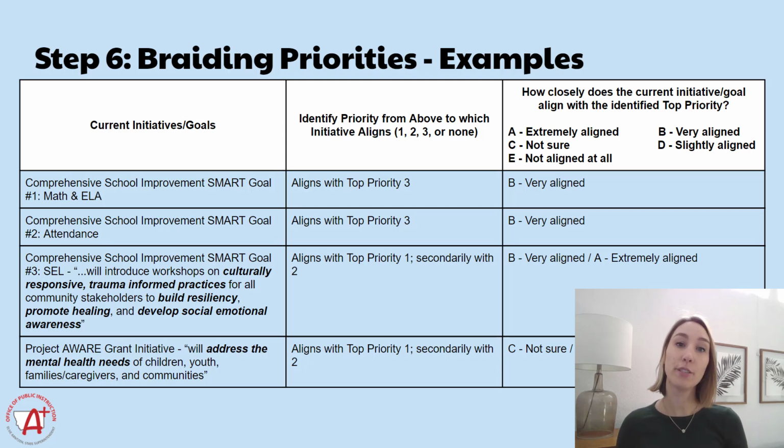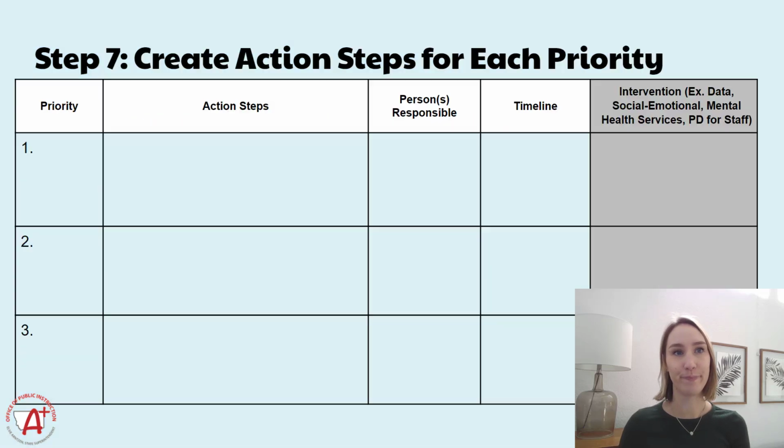In this completed table, you'll see several examples of current initiatives and goals within this example district. Perhaps this is a school that has already completed a year within the Comprehensive Support and Improvement Program and has SMART goals surrounding math, ELA, attendance, and social emotional learning. So it makes sense that those are initiatives they've included in this slide. This school also included a grant called Project Aware with a specific goal. After these goals, you can see how they completed the rest of the table, aligning each initiative to their top 3 priorities, and then in that right-hand column, evaluating the degree of alignment.